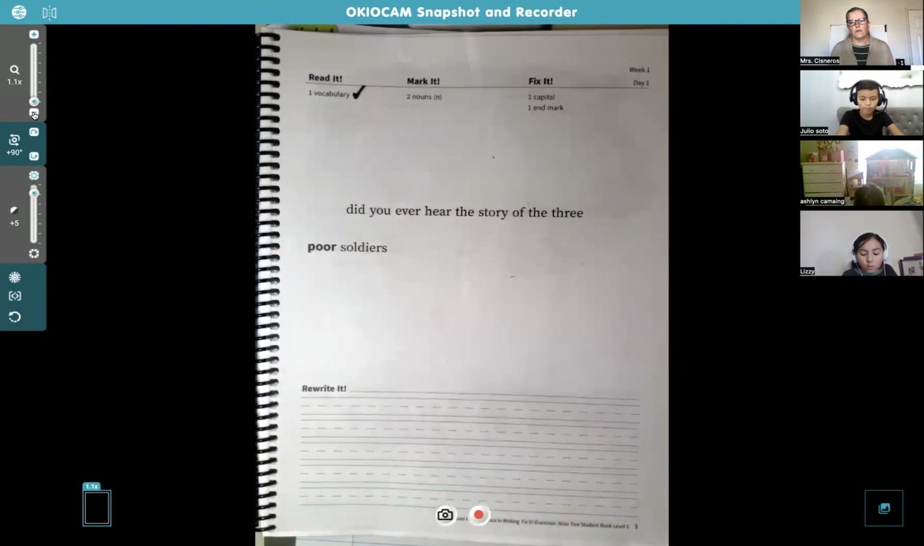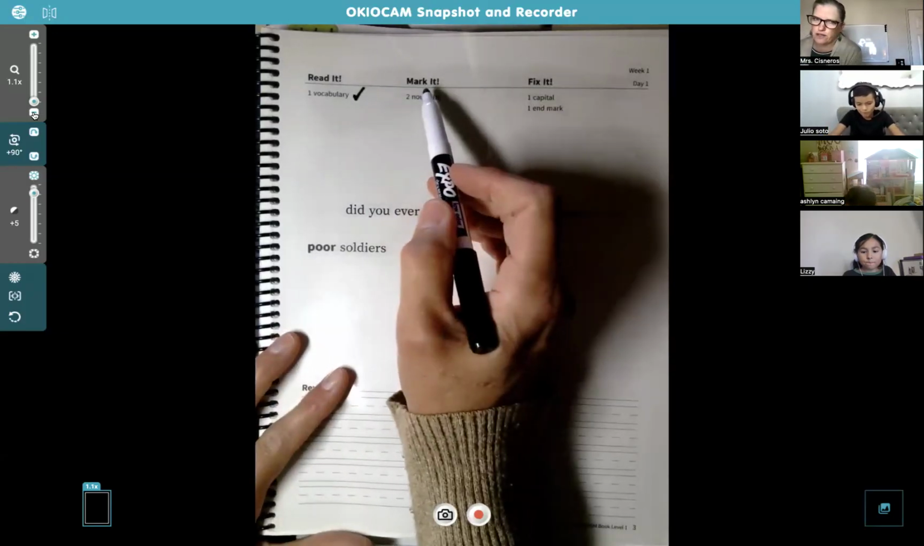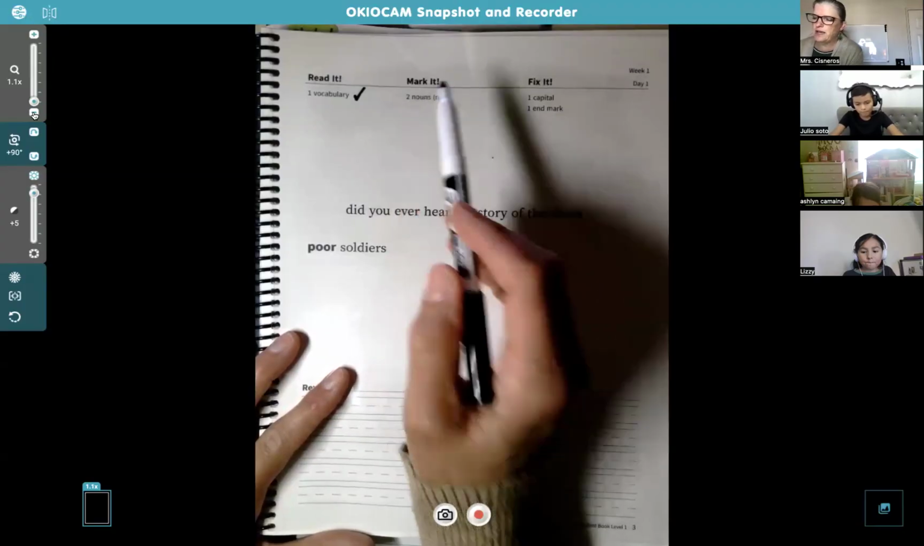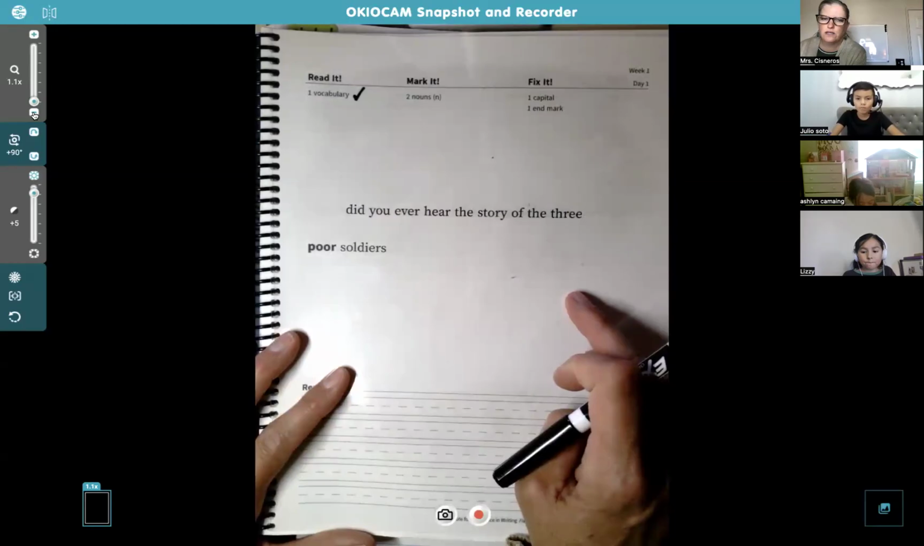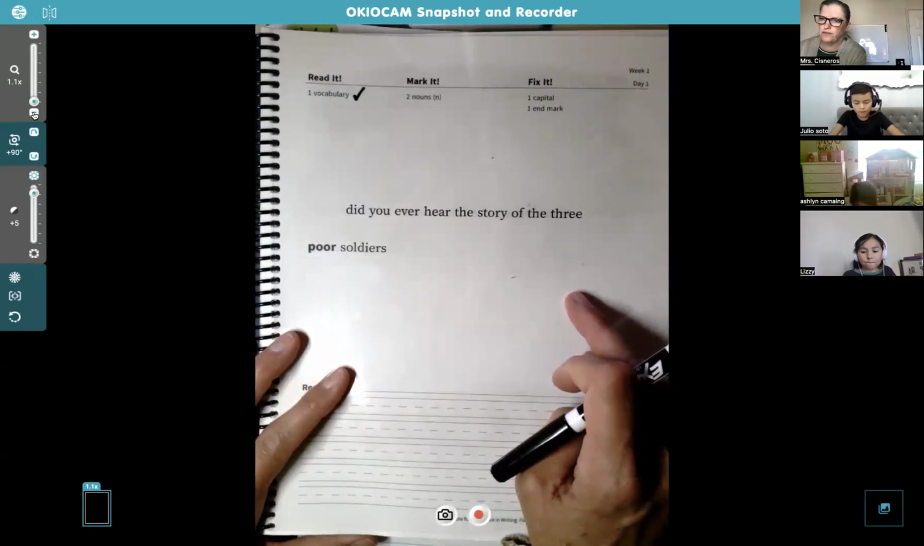And if you ever come across a vocabulary word that you don't know, you can ask your mom or your dad or your grandma, somebody at home, or if you have a dictionary, you can look it up and find out what it means. The next column is market, and it says 2 nouns here. So that means in this sentence, there are 2 nouns, and we have to find them.